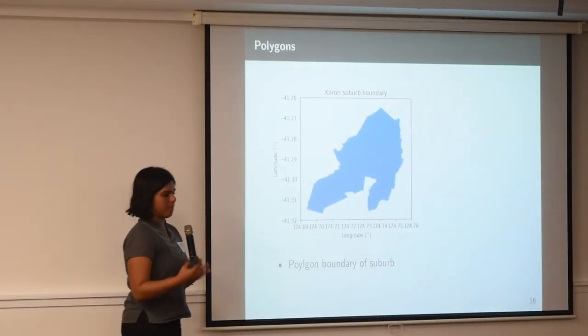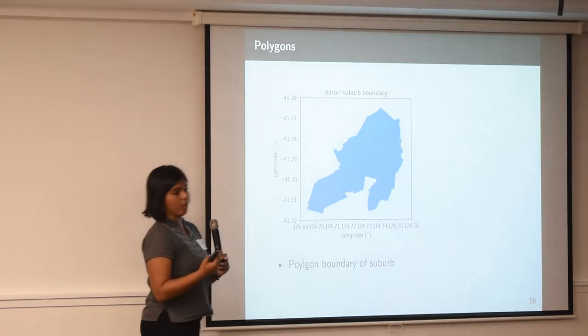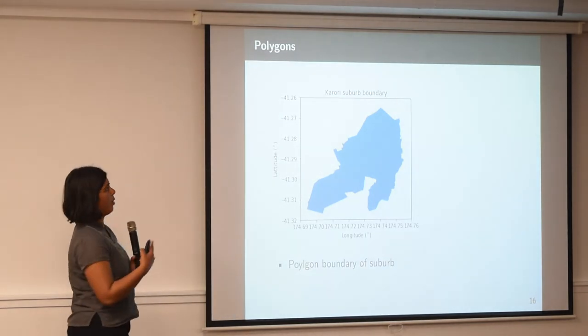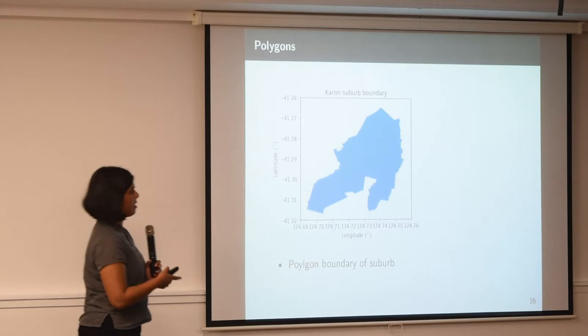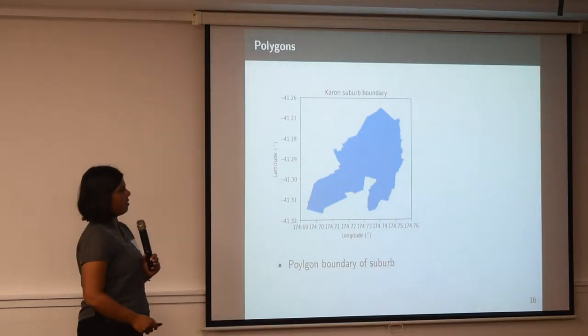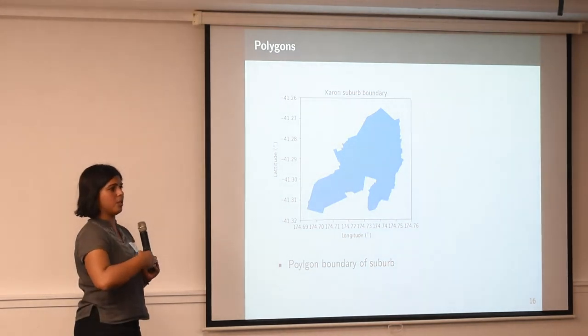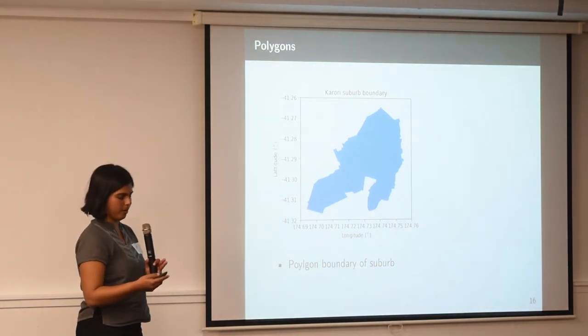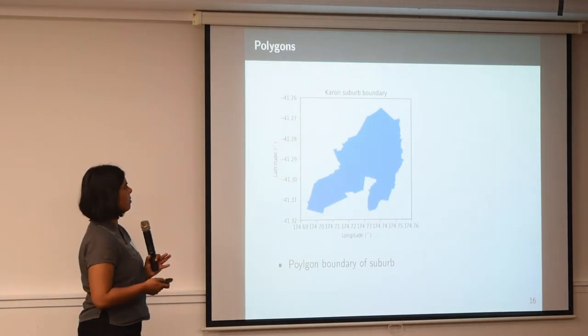And then the more complex ones are polygons, which are enclosed lines. So this is the polygon for Karori. People may recognize it. That's Zealandia over here. And so, you know, you build up from a point to a line, which is a series of points. You then build up to an enclosed line, which is a polygon. So those are the three simple spatial primitives.